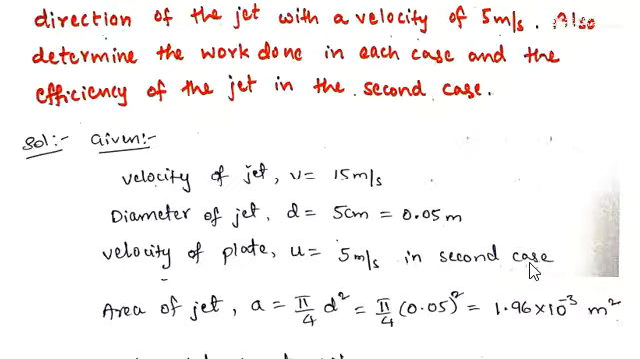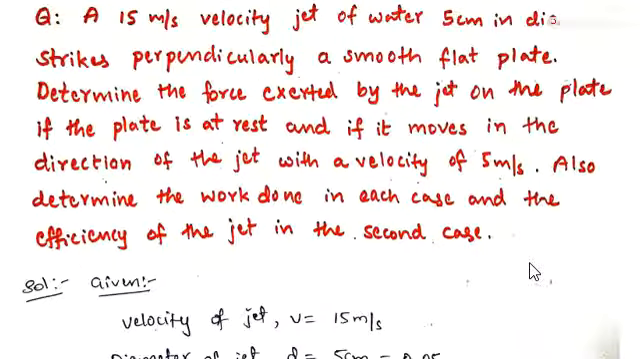So here we have to find out the force exerted by the jet in the first case, that is when the flat vertical plate is stationary, and also the work done in the stationary case. In the second case, we have to find out the force exerted by the jet on the plate when the plate is moving, the work done in the second case, and also the efficiency of the jet in the second case.